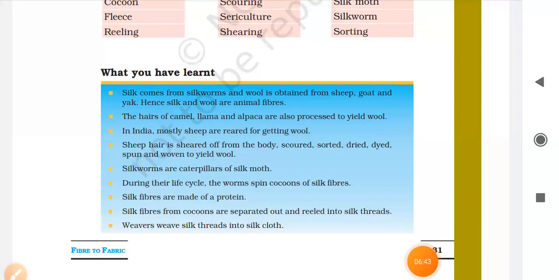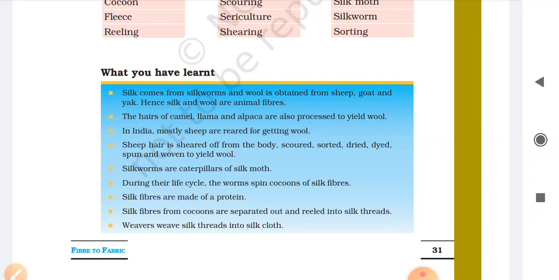So, in this chapter, dear students, I hope you understood that silk comes from silkworms and wool is obtained from sheep, goat, and yak. Hence, silk and wool are animal fibers. The hairs of a camel, llama, and alpaca are also processed to yield wool. In India, mostly sheep are reared for getting wool. Sheep's hair is sheared off from the body, scoured, sorted, dried, dyed, spun, and woven to yield wool.